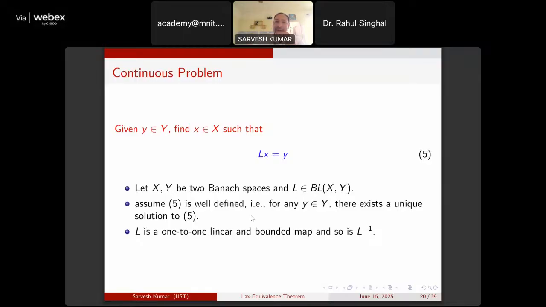So we assume that our continuous problem is well defined. That means for any y, there exists a unique solution to this, right? Or precisely what we are saying is, if L is one-to-one and onto, then your L inverse also has to be continuous and one-to-one and onto. This is what we have.